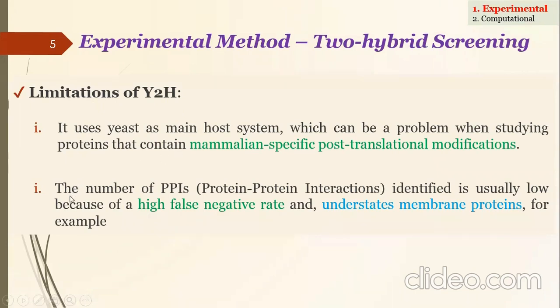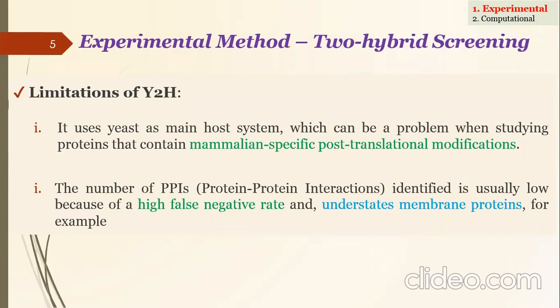And the other thing is the number of protein-protein interactions identified is usually low because of a high false negative rate. False negative means the proteins are interacting, and we say that they are not interacting.